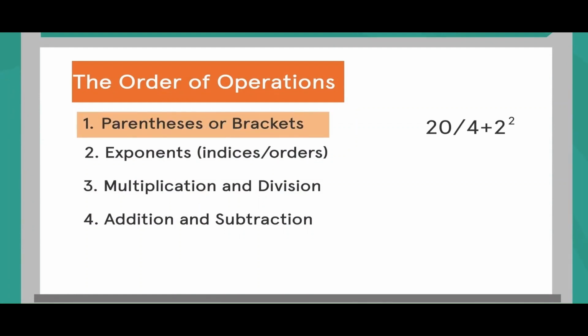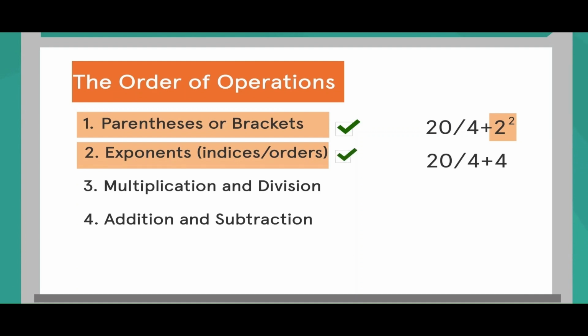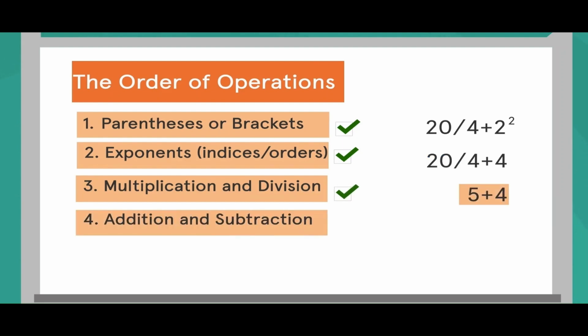First off, notice there are no parentheses, so we skip ahead to exponents. We'll tackle 2 squared first. Calculating 2 to the power of 2 gives us 4. The next step is to handle any multiplication or division. We see a division here, 20 divided by 4. When we do this division, we get 5. We now have 5 plus 4. The last step is doing the addition. Adding 5 and 4 together gives us 9.